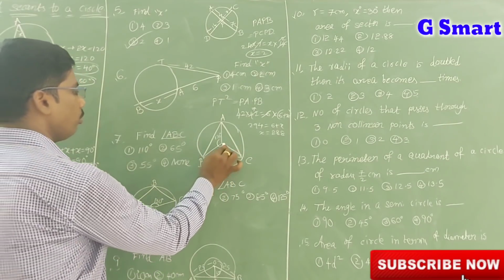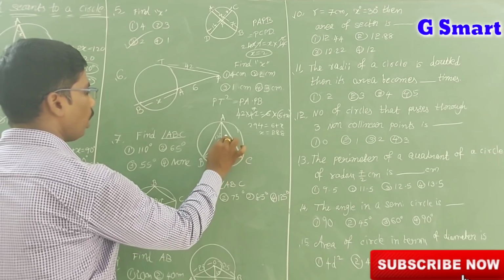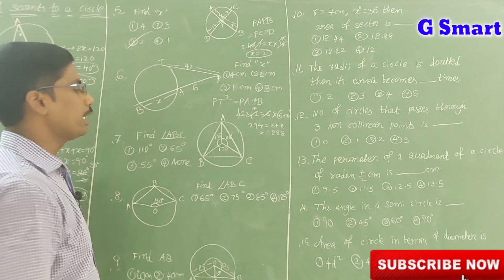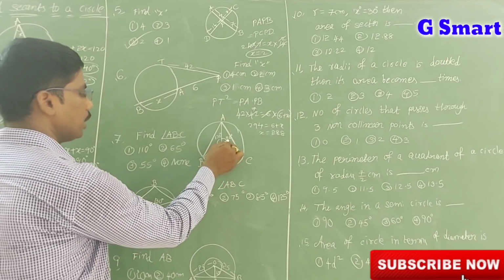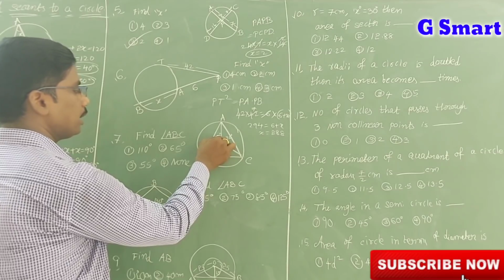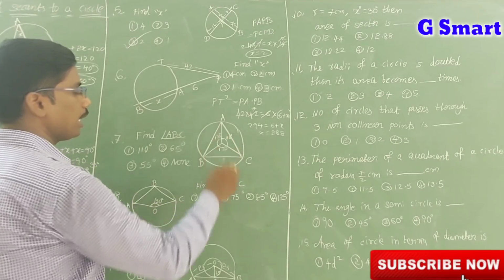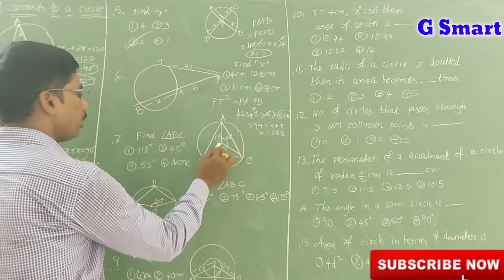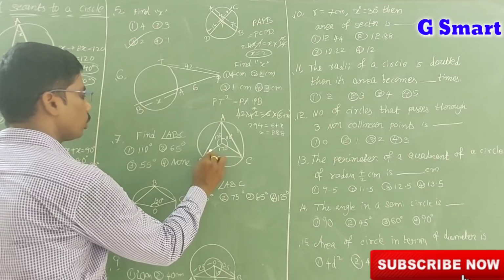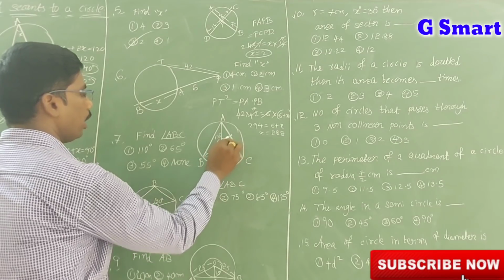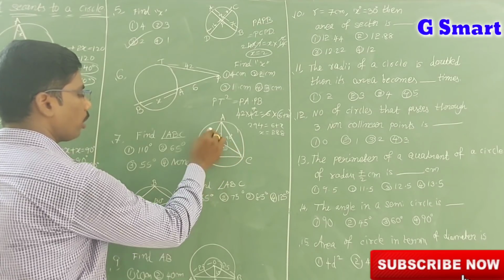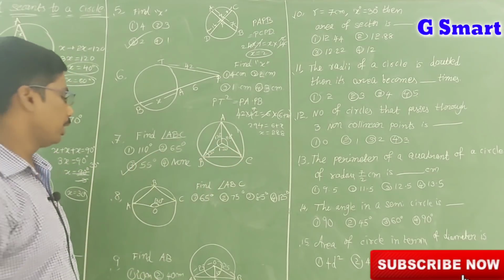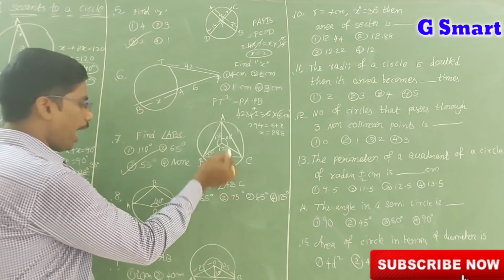Using this diagram, we can say this angle is 110, because the sum of the angles at this point is 360 degrees. 260 plus 100 is 360. So this is 110, which means the angle should be half of it, 55, because the angle at the center is twice the angle at the remaining part of the circle. So it is 110 means it is 55. So the answer is the third option.